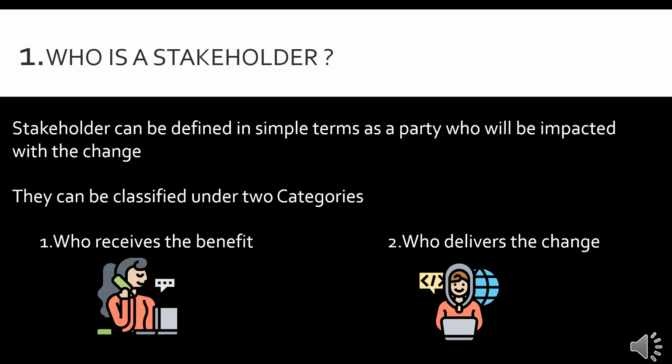Question 1. Who is a stakeholder? Stakeholder can be defined in simple terms as a party who will be impacted with the change. They can be classified under 2 categories: who receives the benefit and who will deliver the change.